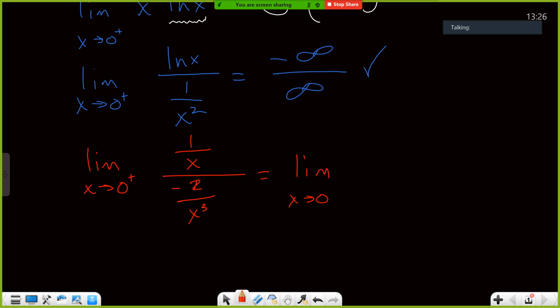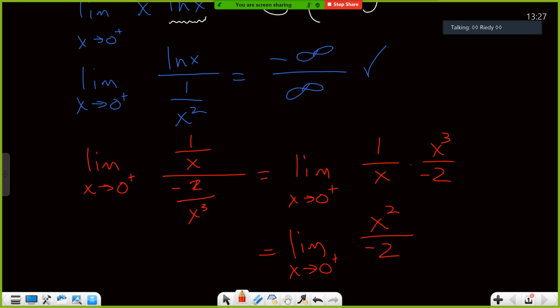Simplify. 1 over x times x cubed over negative 2. The limit as x approaches 0 of x squared over negative 2. After all of that gunk, we get 0.